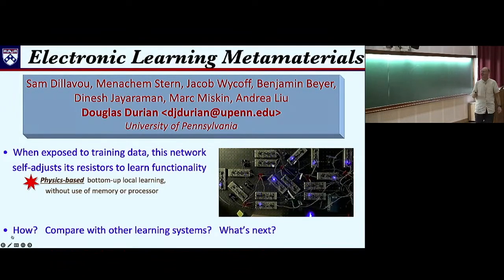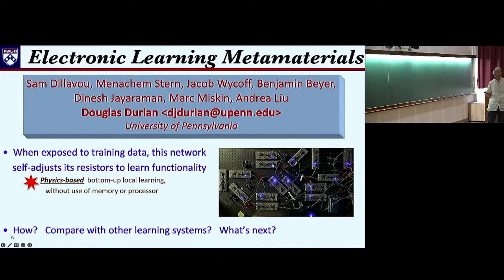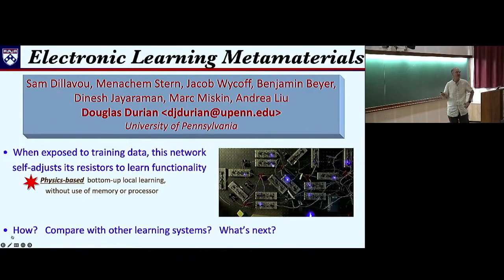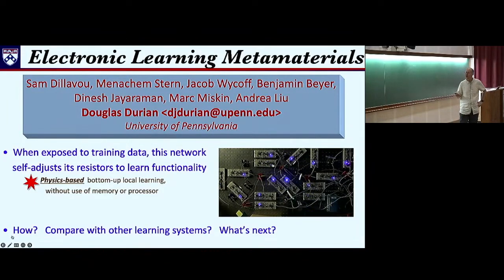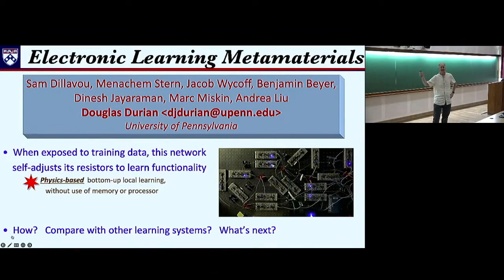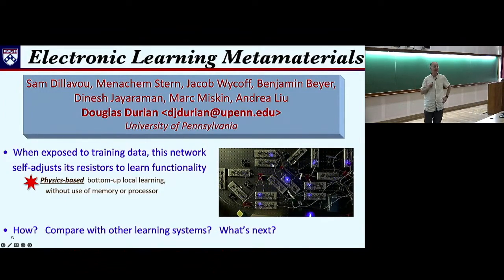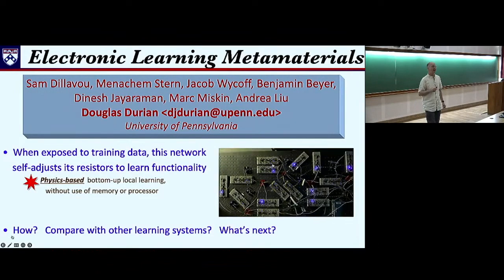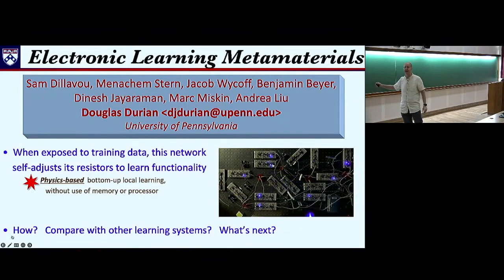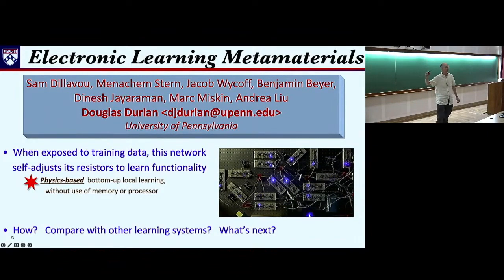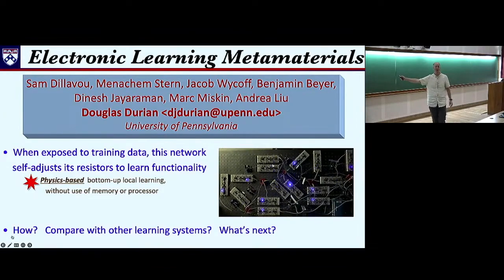Okay. So our task today, my goal today, is to help you understand what we're looking at here and how this is a network of variable resistors which can self-adjust, based on only the conditions that they themselves experience, in order for this network to learn different kinds of functionalities. Basically, we expose it to training data and it can learn, all by itself. There's no external memory, there's no external CPU. It does it all by itself.